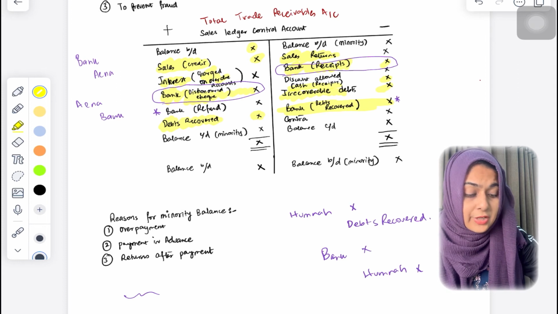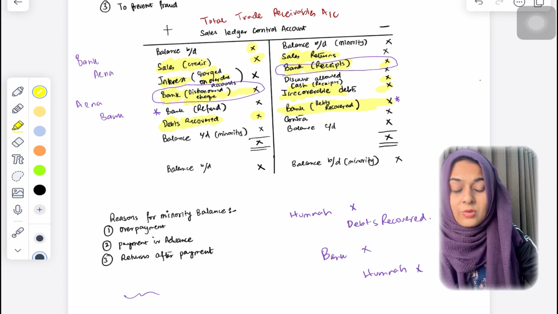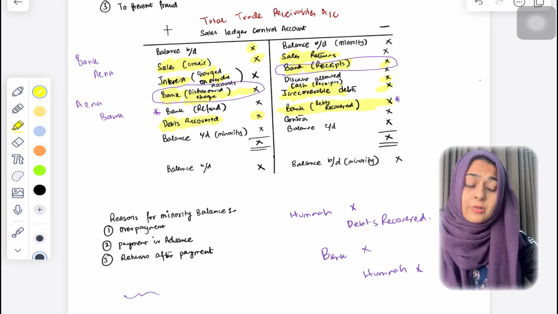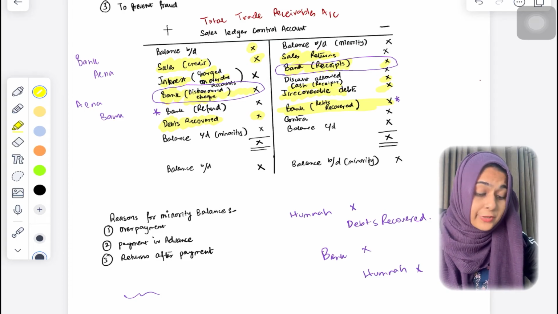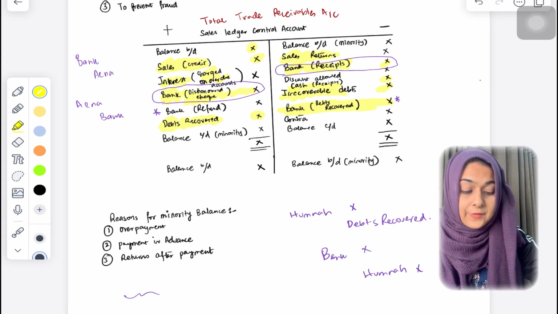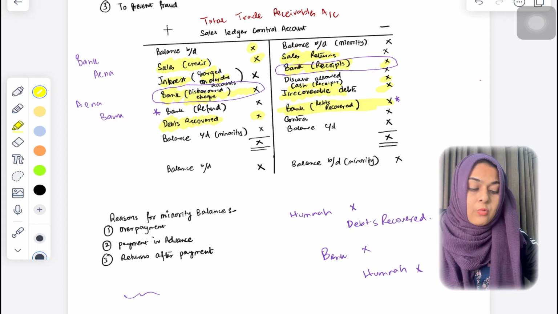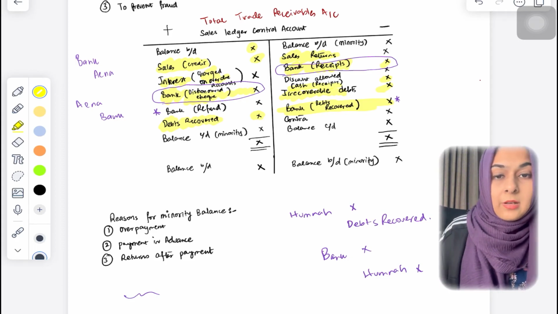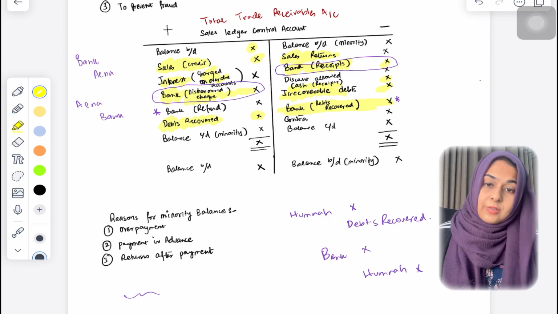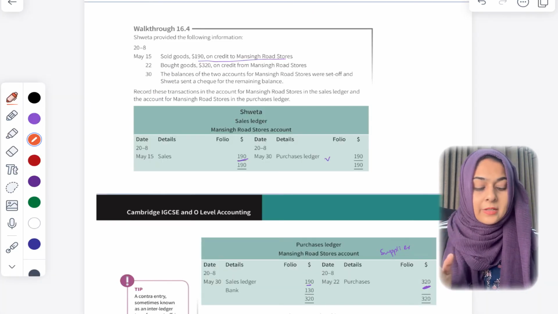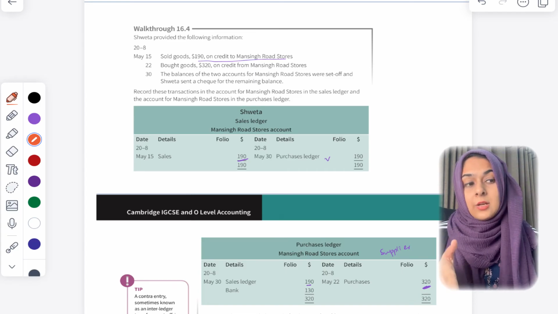What is Contra? Contra is something that goes into both the sales ledger control account and the purchases ledger control account. Contra is also known as interledger transfers or set-offs. It's interesting because one person is your customer and also your supplier. So you have that person's account in the sales ledger, and also in the purchases ledger.